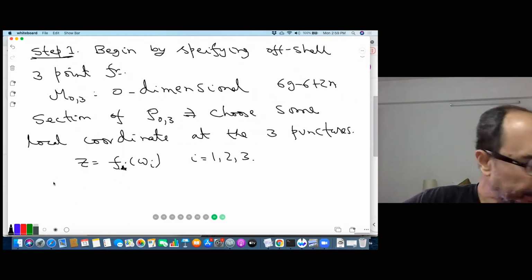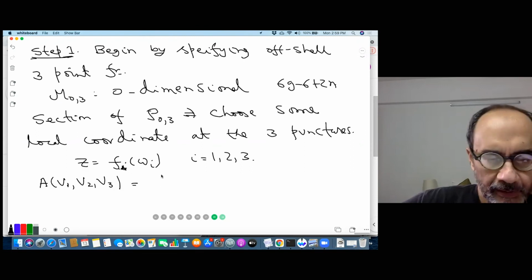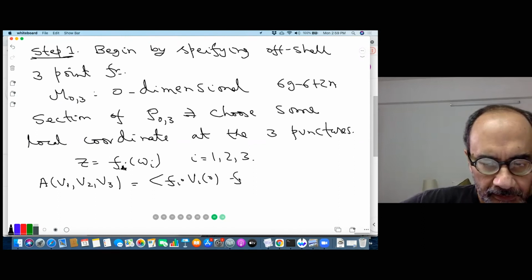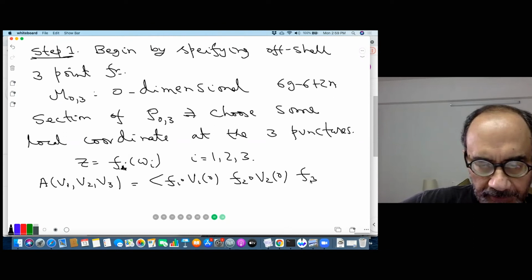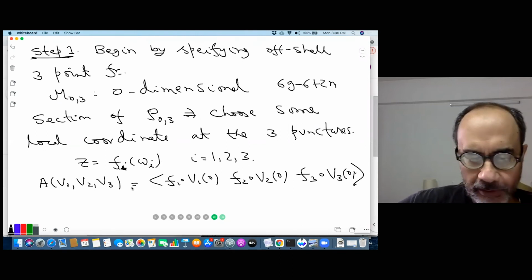Okay. So then the amplitude, there's no integral involved. Okay, it's simple. So it's f1 dot v1 0, f2 dot v2 0, and f3 dot v3 0. Okay, because the punctures are located at wi equal to 0 in the wi coordinates. The ith puncture is at wi equal to 0.